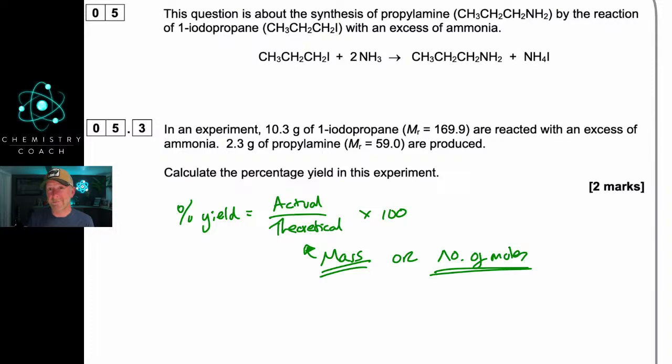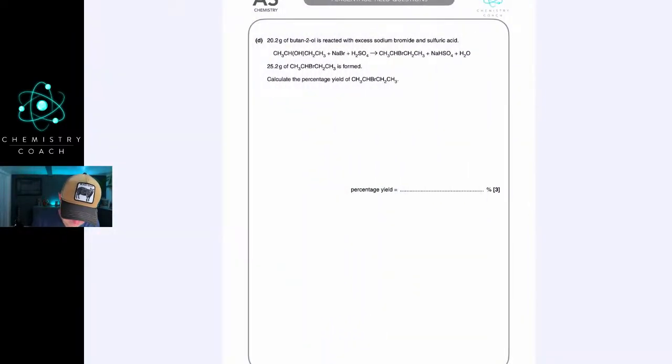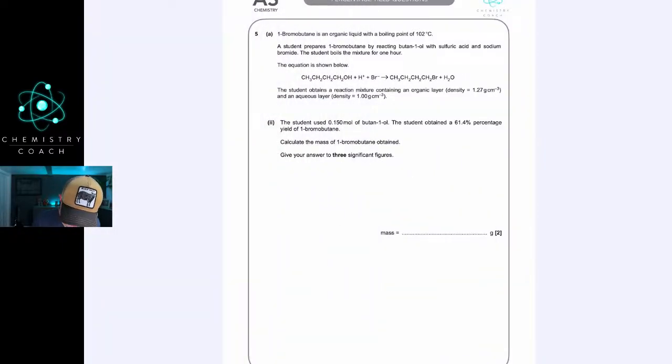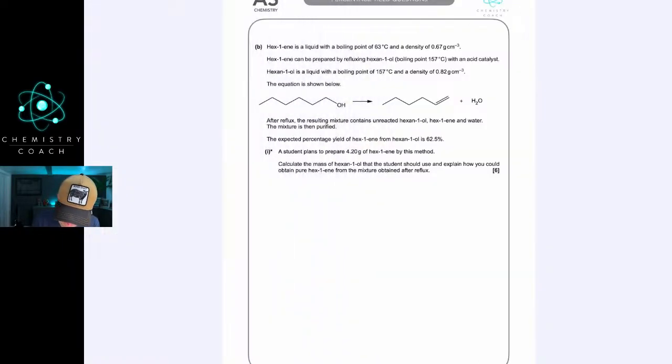The tricky bit comes in, and this is where students lose most of their marks with percentage yield calculations, when they're not asking you to calculate the percentage yield. It's when they ask you, well, it's a 32% yield, how much reactant do we need to produce this mass of product, for example? Let me see if I can find one in here for you. That's calculate percentage yield. There we go.